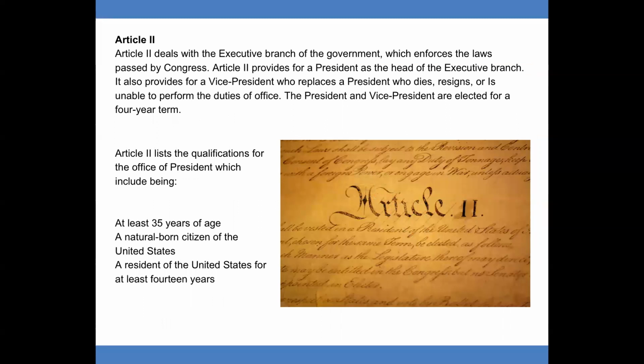Article 2. Article 2 deals with the executive branch of the government, which enforces the laws passed by Congress. Article 2 provides for a president as the head of the executive branch. It also provides for a vice president who replaces a president who dies, resigns, or is unable to perform the duties of office. The president and vice president are elected for a 4-year term. Article 2 lists the qualifications for the office of president, which includes being at least 35 years of age, a natural-born citizen of the United States, and a resident of the United States for at least 14 years.